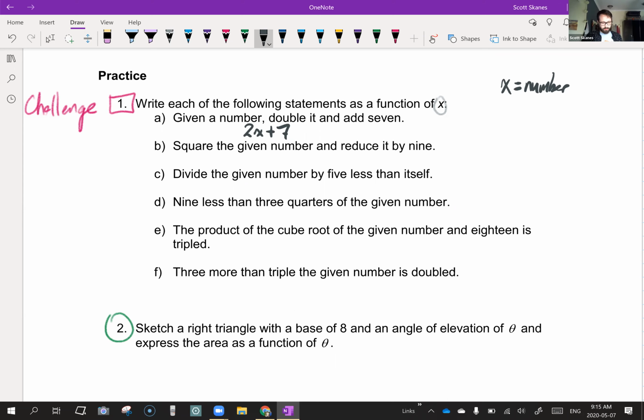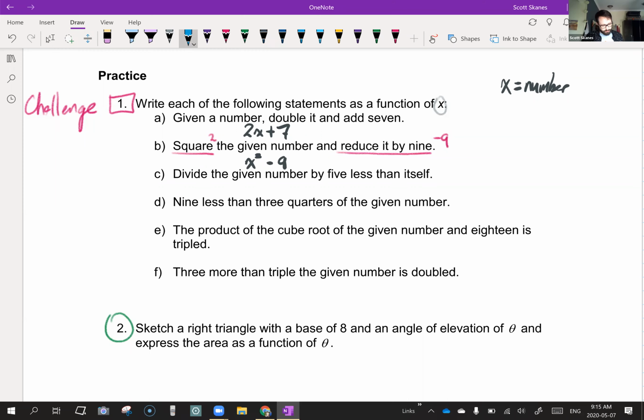Square the given number and reduce it by 9. What does that mean? Square it means to put it to the power of 2. To reduce it by 9 means to take away 9. So it's x squared minus 9.